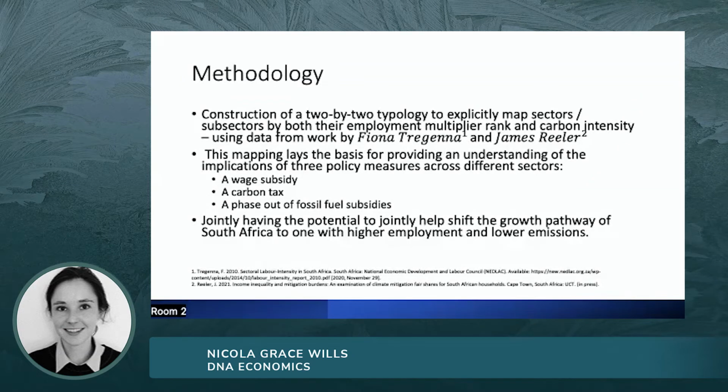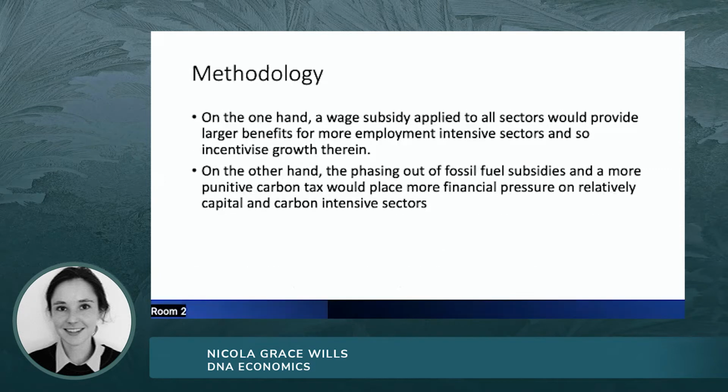And how I got that was I used data from Fiona Tregenna, who we met at the beginning of the forum, as well as James Reeler. Professor Tregenna's data was on the labor intensity of various sectors, and James Reeler's was on carbon emission intensity. They were disaggregated differently, so I had to do a bit of work there. Tregenna's was into 46 sectors and Reeler's was 63. So I had to group some together and disaggregate some. Then from that, I had this typology, which we'll see in a few slides coming up.